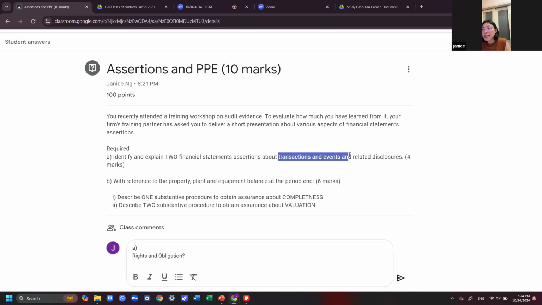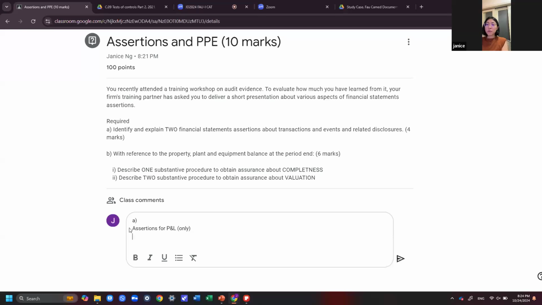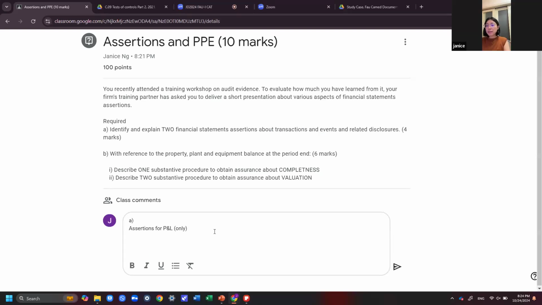Here we're talking about transactions and events, right? So we need to use the assertions for P&L. Assertions for P&L only, right? So here, we cannot use rights and obligations. We cannot use existence. We cannot use valuation, for example. So the term has to be correct. So very important, whenever they look at the assertion, you need to know which category they are asking us. There are many of them, right?